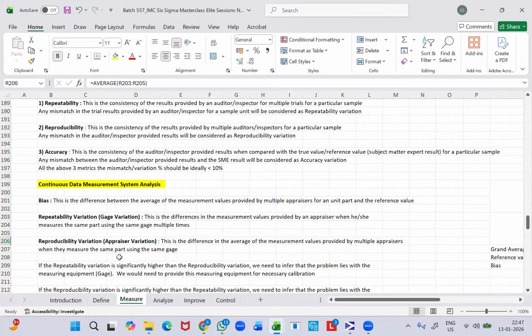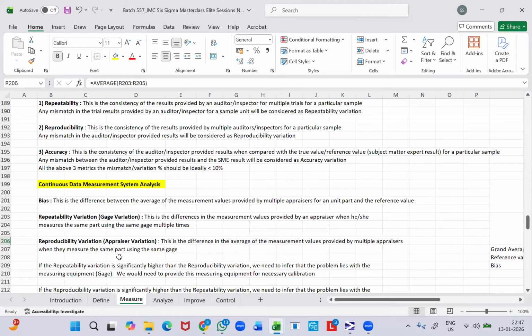Clear? So if you have the overall gauge R&R percentage in excess of 10%, which is the criteria limit, and out of the two variation components you observe the repeatability variation to be significantly higher than the reproducibility variation, then what is the corrective action we need to take? We need to infer that the problem lies with the measuring equipment, because repeatability variation is referred to as gauge variation, and we need to give the measuring equipment for necessary calibration.